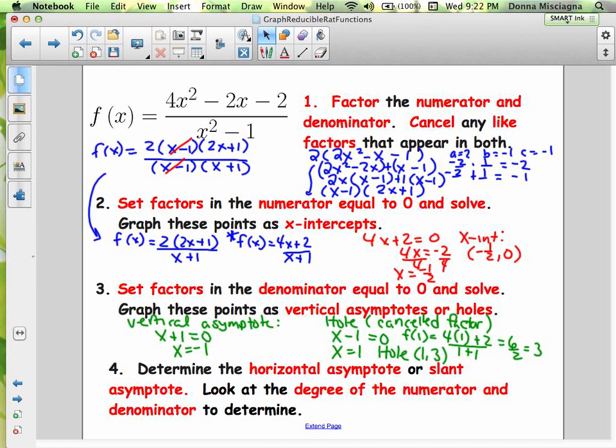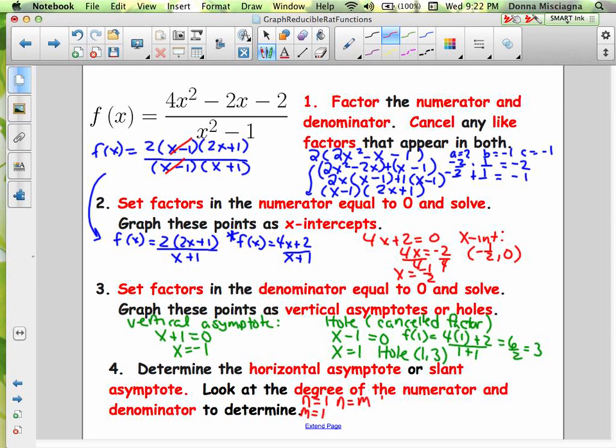All right, so now we need to find whether we have a horizontal asymptote or a slant asymptote. So we look at the degree of the numerator and the denominator to determine. We're going to look at the reduced function. Notice that the degree of the numerator is, we just have an x, so that's degree 1. The degree of the denominator is also degree 1. So they are equal to one another.